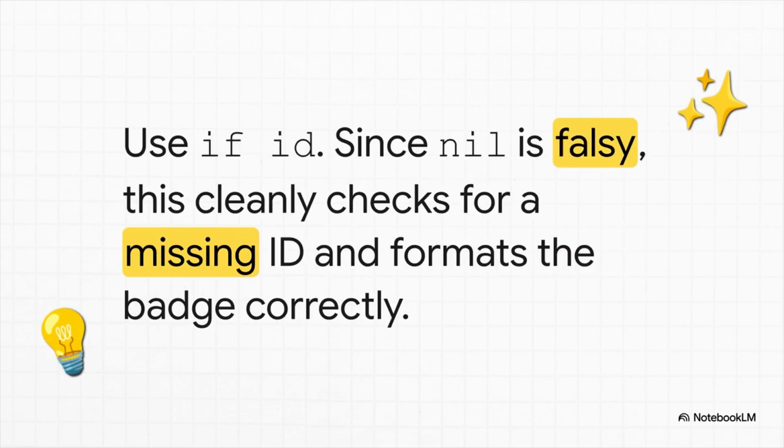And this is where that whole truthiness thing we talked about pays off big time. We can literally just write if ID. That's it. Because nil is falsy, that simple check is the perfect, most Elixir-y way to ask, hey, do we actually have an ID here? If we do, great, we format it. If we don't, if ID is nil, we just return the name. No messy ID equals nil checks.